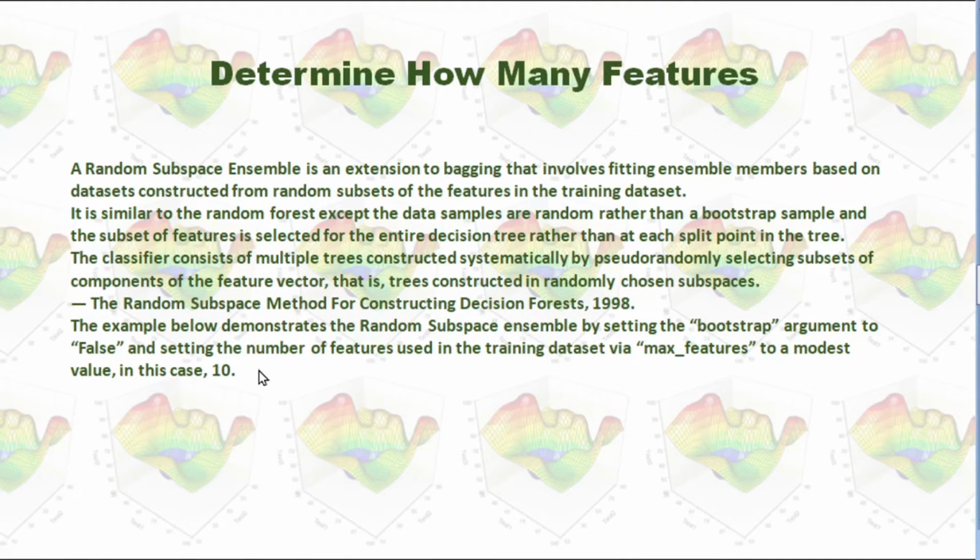In this video, I'm going to show you two small models with the bagging technique. A random subspace ensemble is an extension to bagging that involves fitting ensemble members based on datasets constructed from random subsets of the features in the training dataset. In this video, I'm going to show you how we can divide the sample data into subspaces and find out the best number of subspaces for our model.